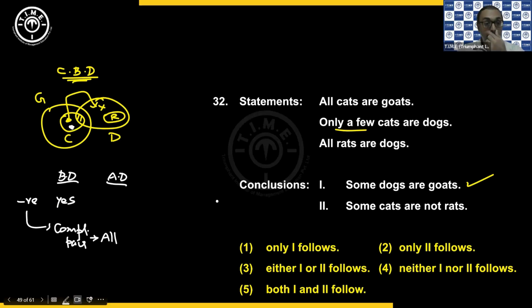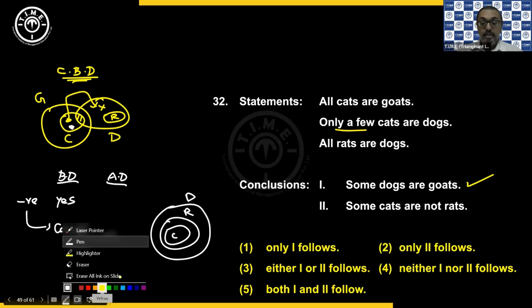Now tell me, can I take all the cats inside rats? So what happens if I take all the cats inside rats? If you observe the diagram, if I take all the cats inside the rats, since the rat circle is already inside the dog circle, the cat circle completely goes inside the dog circle. But is it allowed? Definitely not allowed.